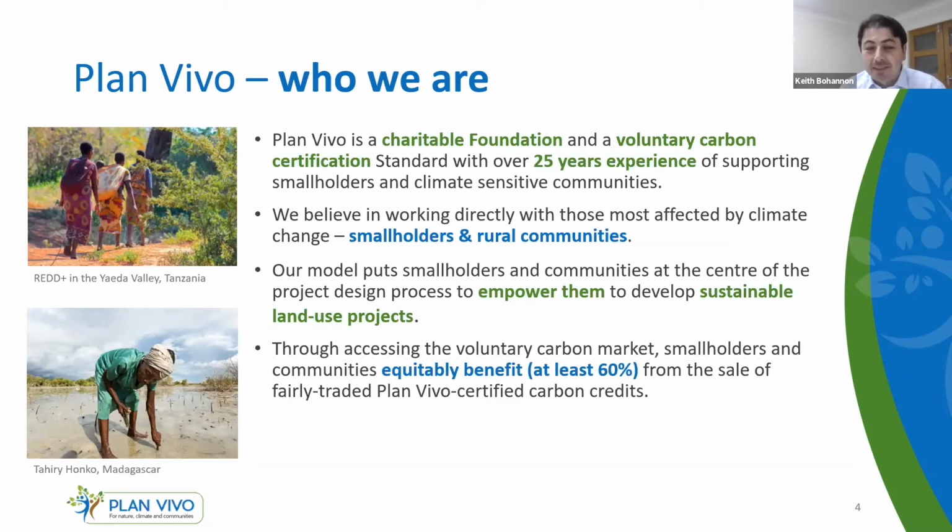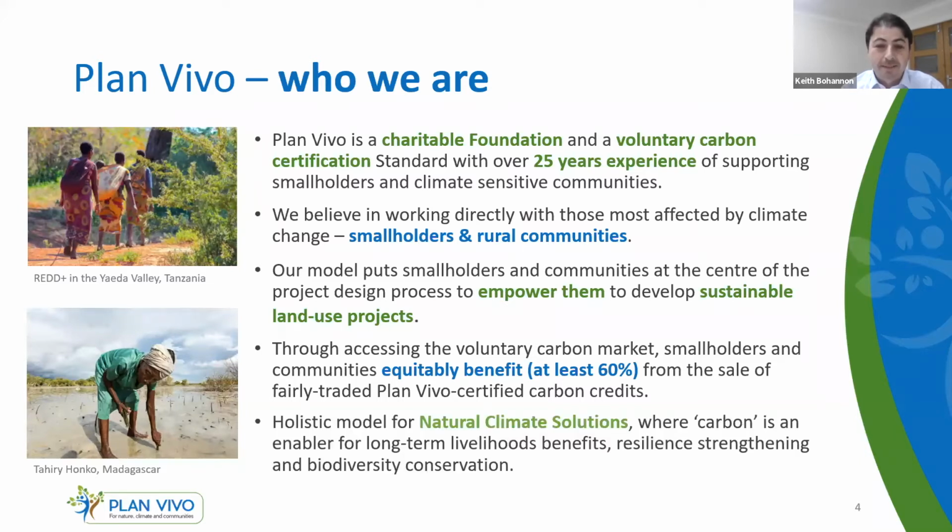Through the Plan Vivo Standard, we give these communities access to the voluntary carbon market, a market they might otherwise not be able to access. And through that access, we make sure that they get equitable benefits from the sale of fairly traded carbon credits, at least 60% as a requirement within the standard. And we're the only standard to do that.